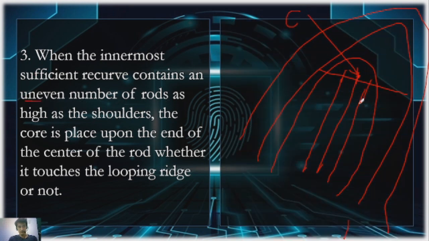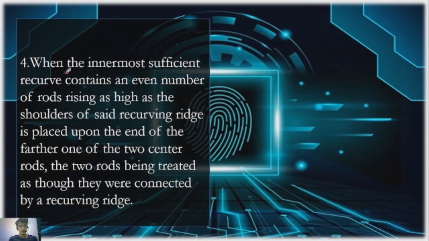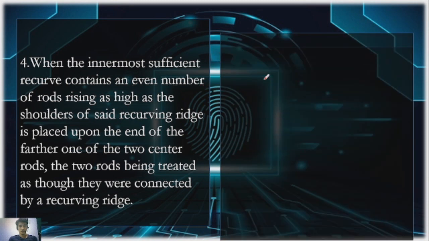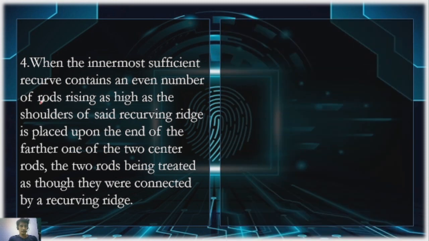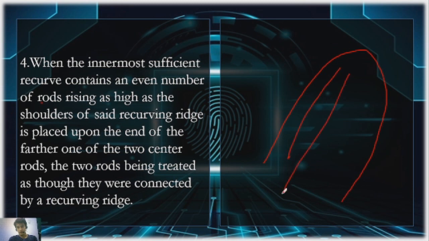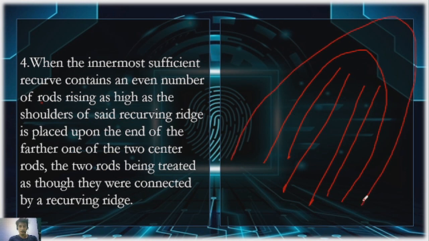Okay, and rule number 4 naman. Let's try to have here rule number 4. When the innermost sufficient recurve contains an even number naman. So, paano kapag ang bilang ng rods ay 2, 4, 6, 8 or even numbers? So, we are going to have here again an illustration. Let's try to have here 4, okay? 4 rods or 4 bars. Again, a simple illustration of a loop pattern.